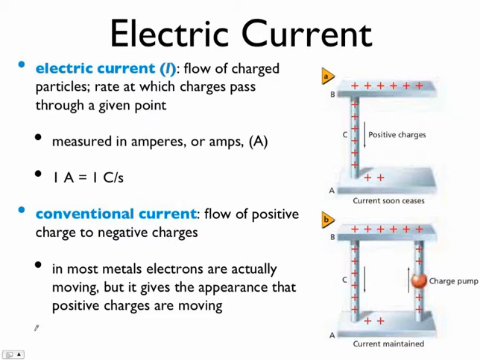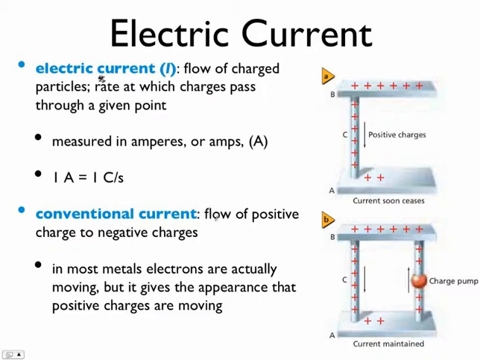In this video, we're going to talk about current, voltage, power, and resistance. Electric current is kind of a weird one. They call it current, which is a C, but its symbol is actually an I, and it's just the flow of charged particles, or the rate at which charges pass through a given point. And then its unit is amps, which is 1 coulomb per second. So this is kind of weird, so just keep that in mind.